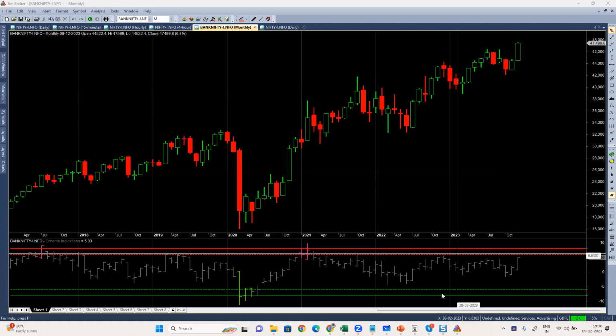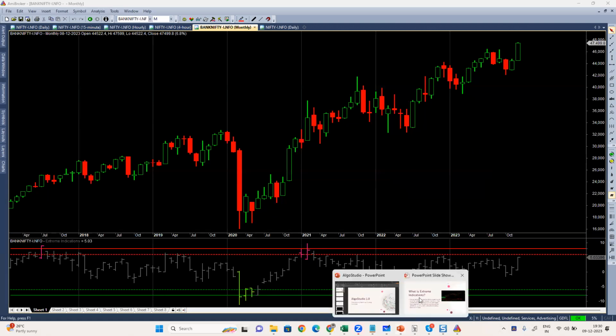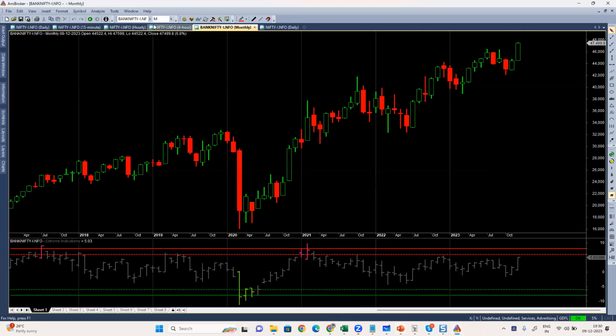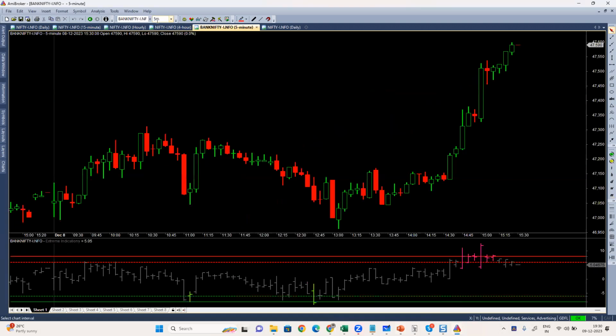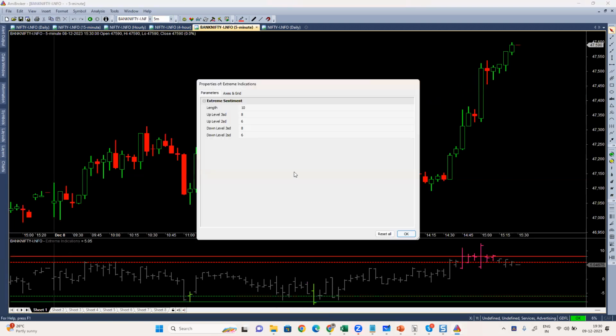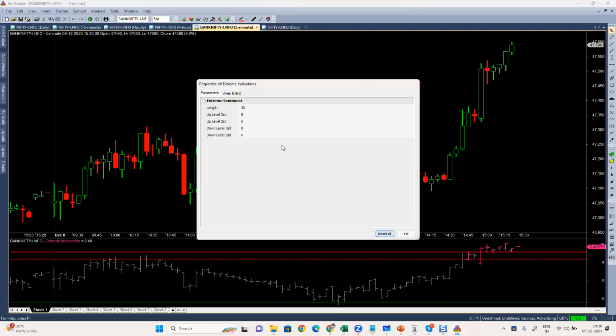The next comes with the extreme indications. Talking about pink color bars, you have to be pretty much careful when any day on a 5-minute scale is ending with a pink color bar. So let me go to the default setting. This is a 5-minute bar, right? I'll reset back to 30, is what I'm resetting.